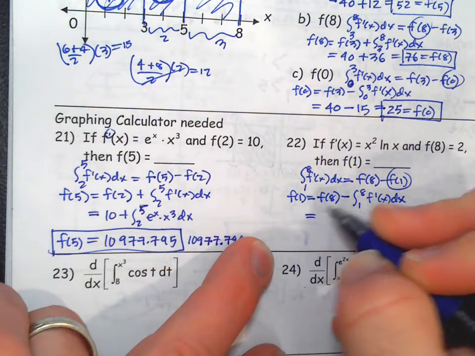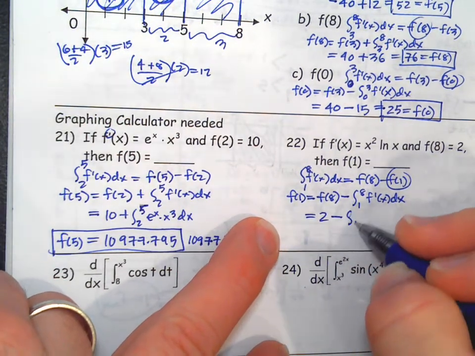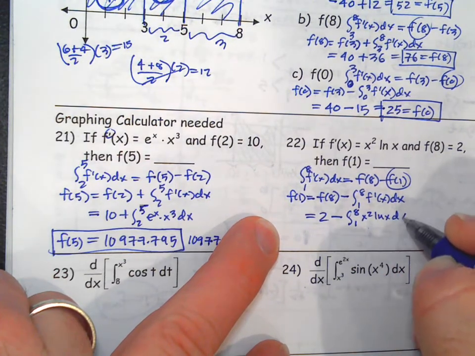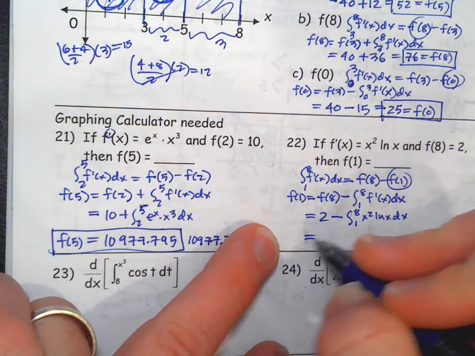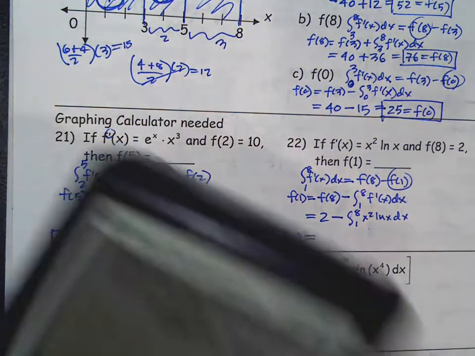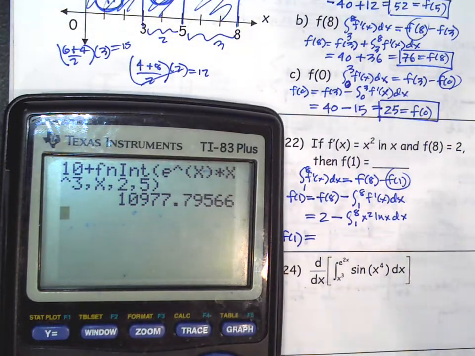And so f of 8 is 2. And then we're going to integrate 1 to 8 of x squared natural log of x, which you can't integrate by hand yet. I'll teach you how in Calc BC. But even that, you're still going to run into problems that you can't integrate by hand, even in BC. And who cares? You have a calculator, so take advantage of it.